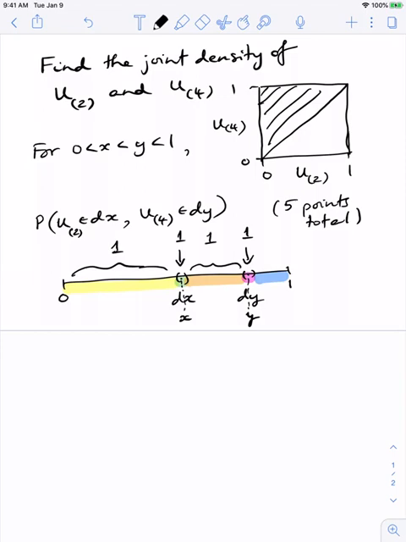And so now you've used up 4, and there's 1 left, and that fifth one better go in the final interval there. So the event that the second smallest is in dx and the fourth smallest is in dy is the event that there is 1 each of the 5 in each of those 5 categories.